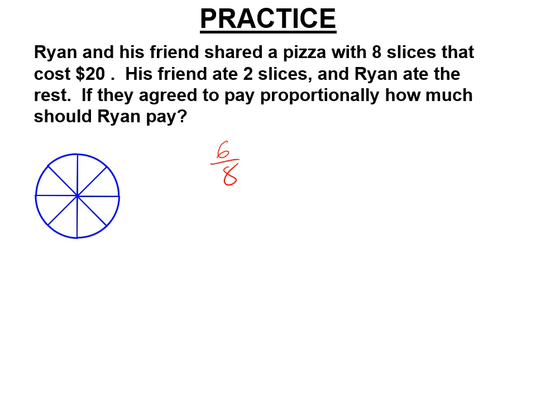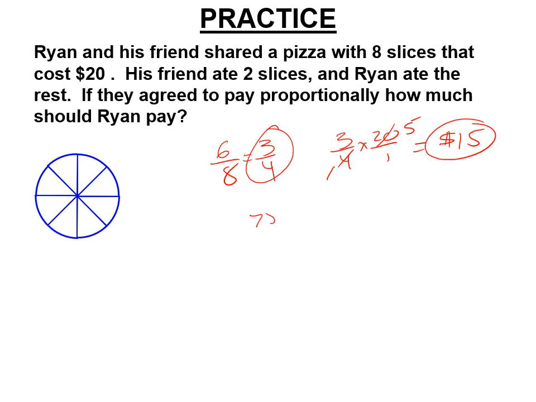So 6/8 simplifies to 3/4. So he ate 3/4 of the pizza. So he should pay 3/4 of the $20. Now, you can do 3/4 times 20. That would be easy, I think, because you can cancel. He should pay $15. If you prefer, you make 3/4 into 75/100ths.